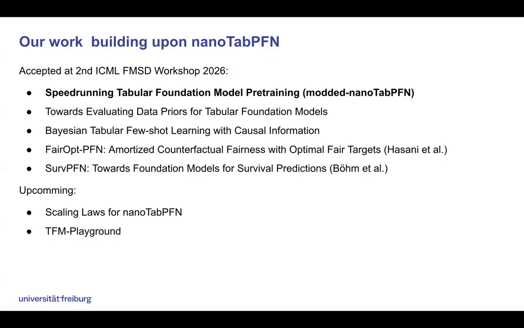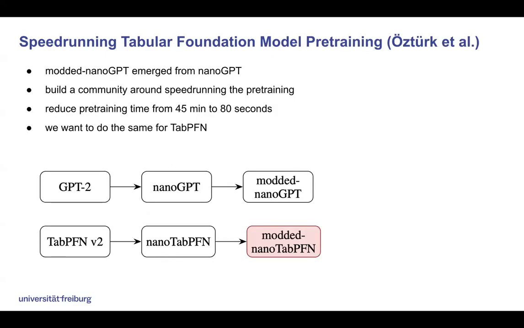The first is speedrunning tabular foundation model pre-training. Here, the idea is that there is this modded nanoGPT repository which emerged from nanoGPT, and people built a community around speedrunning the pre-training of nanoGPT. And this reduced the pre-training time from 45 minutes to just 80 seconds. And we wanted to do the same for TabPFN. So as you can see, we had GPT-2, then Andrej Karpathy made nanoGPT, and then Keller Jordan made modded nanoGPT.